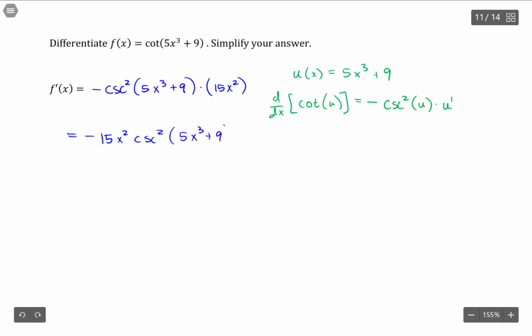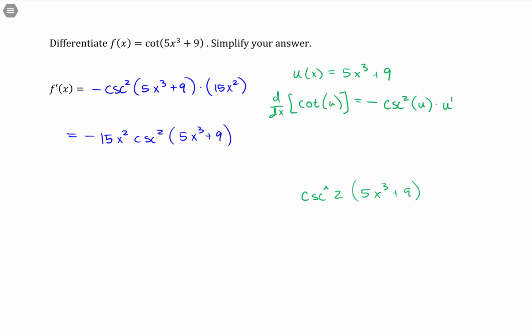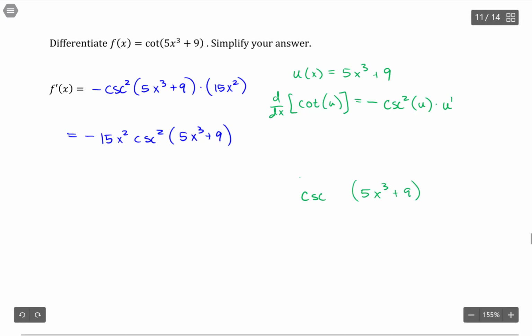And just a bit of advice when you're typing in your answer. When you type in cosecant squared, you really can do cosecant power 2 like that. Just make sure you put parentheses around the input part of your trig function, and that will be perfectly fine. It knows how to interpret this. It knows to interpret it as the cosecant of this quantity squared. So it can handle that.